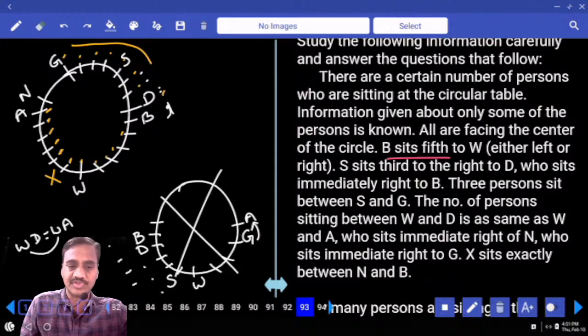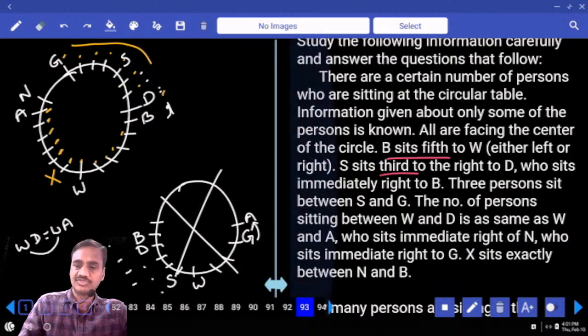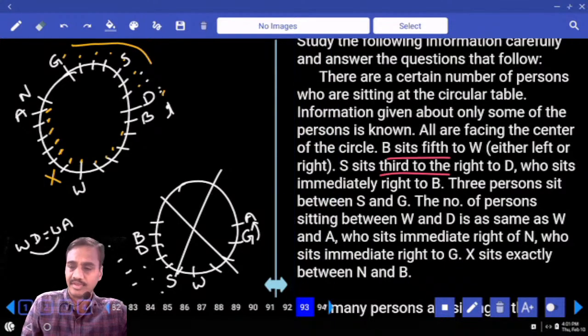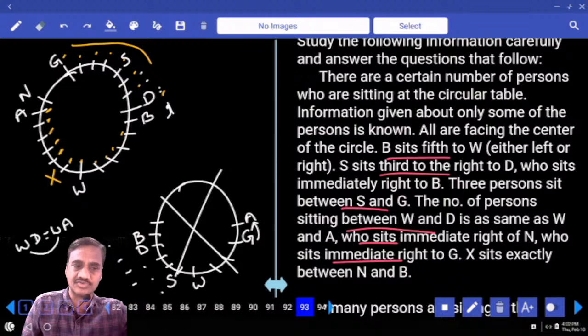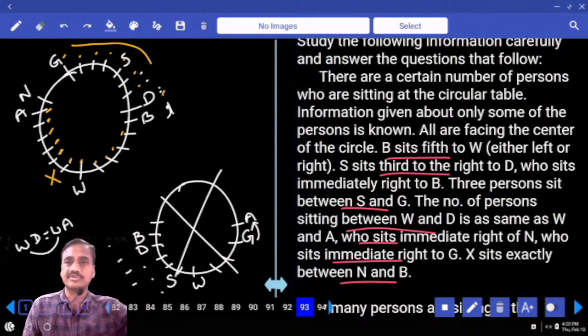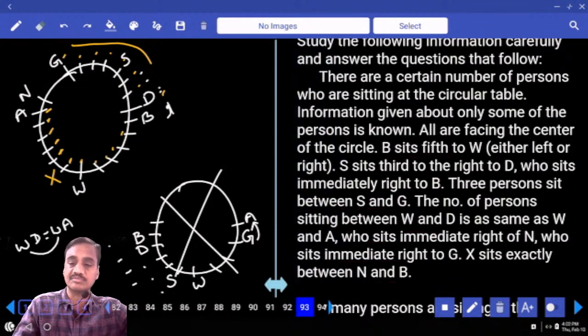B sits 5th to the right of W. And S sits 3rd to the right of D. And 3 persons sitting between S and G. Number of persons between W and D equals to this one. And A who sits to the immediate right of N. N sits to the immediate right of Z. And X sits exactly between N. Information seems to be simple.